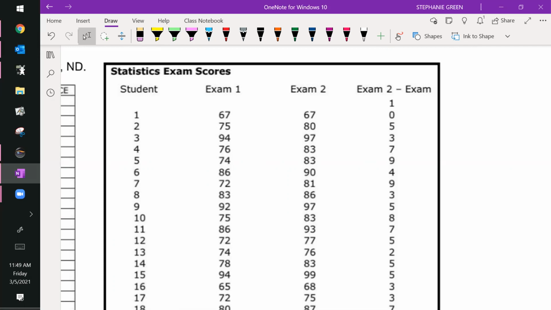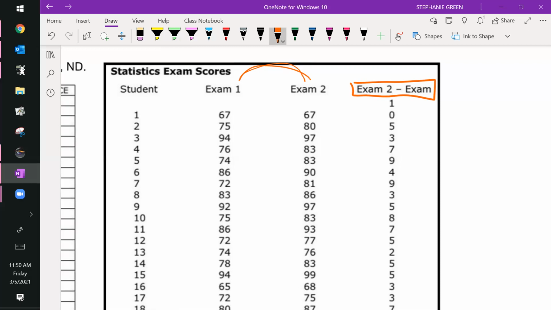So in order to make an inference based on this data, we actually subtract the two exam scores from each other. And we can subtract it either way. I could subtract 2 from 1 or 1 from 2. We just need to make sure that we state that, because of course, with subtraction, order does matter. If I subtract one way, I'm going to get a positive number. If I subtract the opposite way, I'm going to get a negative number.